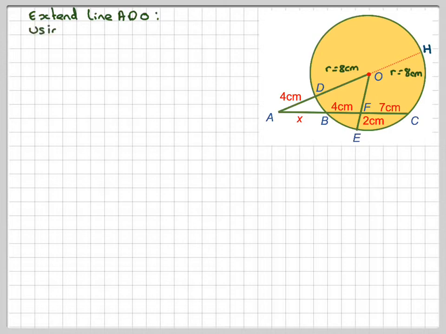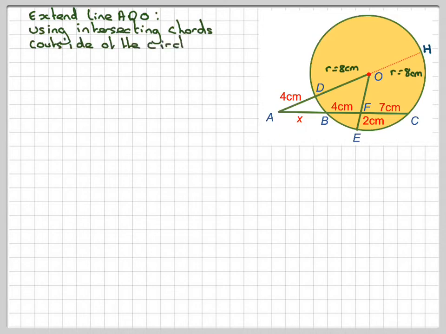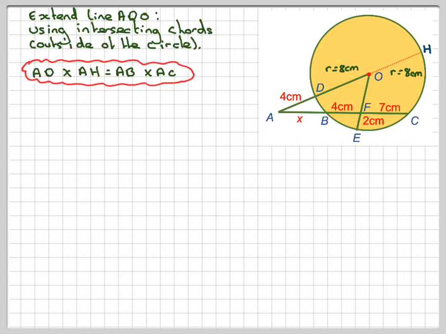So now using intersecting chords, but this time they're intersecting outside the circle at A. So we're going to have AD times AH is going to be equal to AB times AC. So AD is 4 times 8 plus 8 plus 4. So don't forget that A to H is going to be 4 plus 8 plus 8.